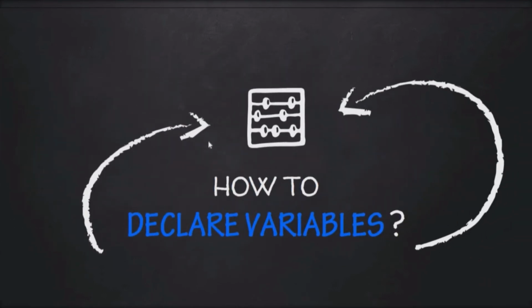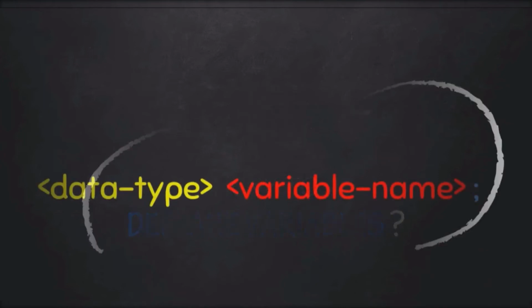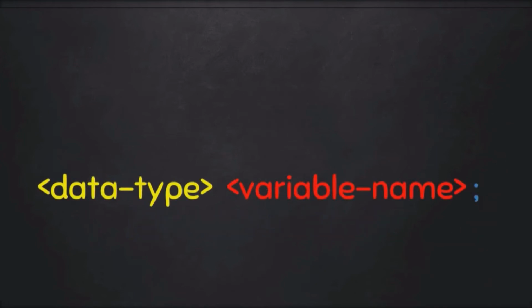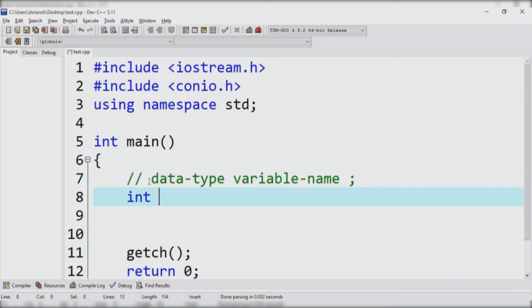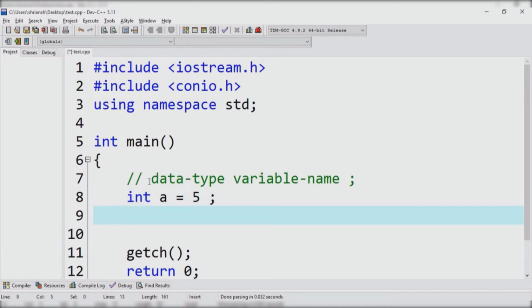Now let's see how to declare a variable in C++. Let us take an example for this. We name a variable a of data type integer with a value of 5. Let's print the value of a.